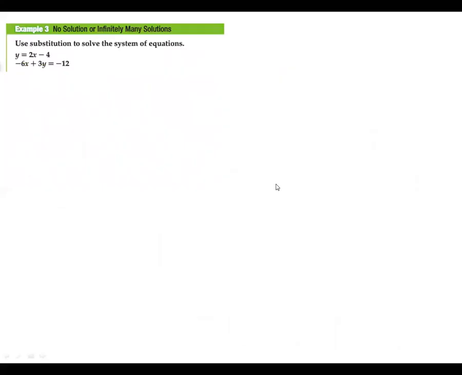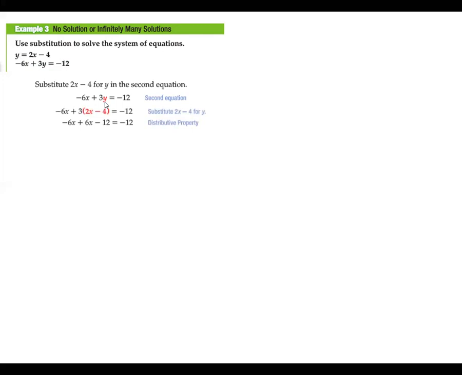All right, so we're going to talk about what happens when you have no solution or infinitely many solutions. So let's use substitution to solve this system of equations. So substitute 2x minus 4 for y in the second equation because this first equation is already solved for y. So I'm going to plug 2x minus 4 in for y here, distribute the 3, and the 6x's cancel, and I have negative 12 equals negative 12.